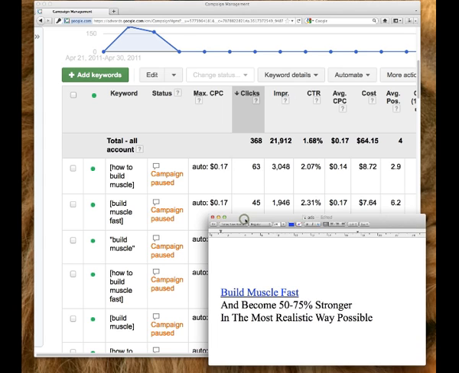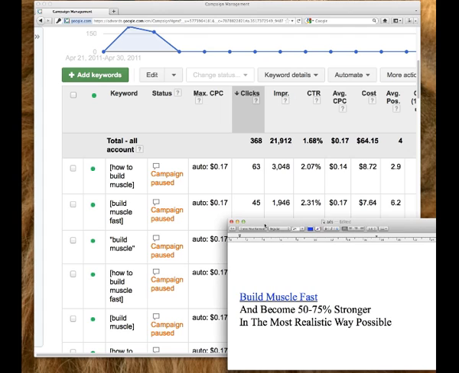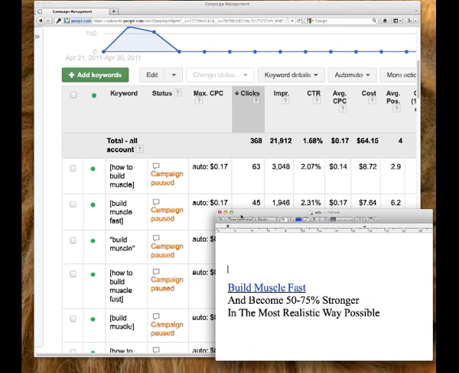So what's wrong with that really? What's wrong with it is that our ad is not targeted at our highest performing keyword, which is how to build muscle. Instead, it's targeted at our second highest performing keyword and one that doesn't have nearly as much exposure as our first highest performing keyword. That's one of the reasons our click-through rate is a bit low at 1.68%.